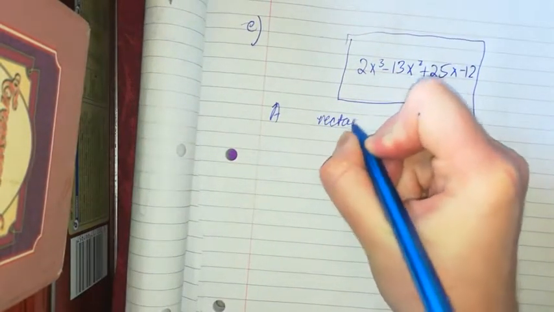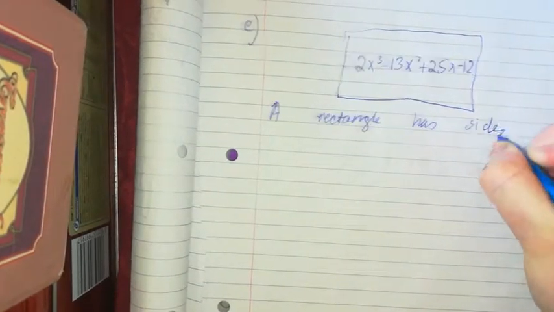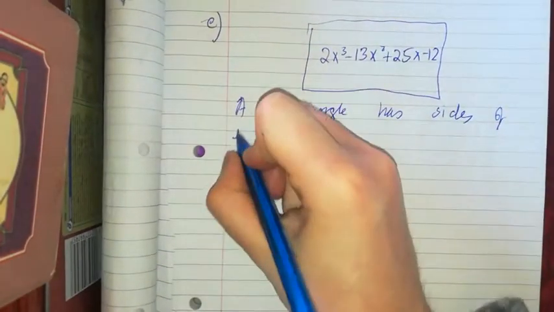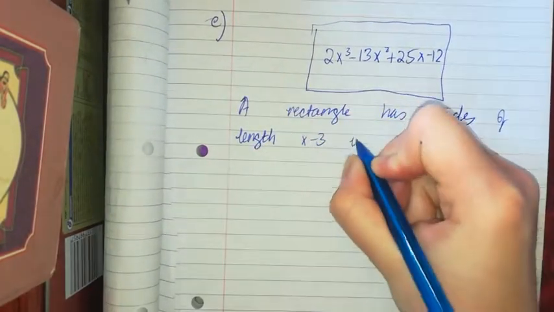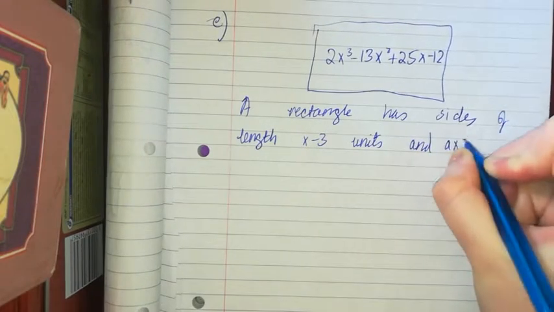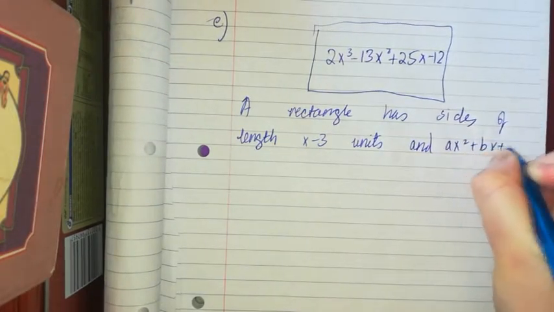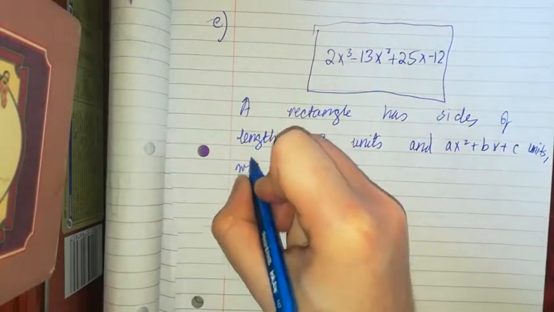A rectangle has sides of length x minus 3 units and ax squared plus bx plus c units, where a, b, c is an element of Z.